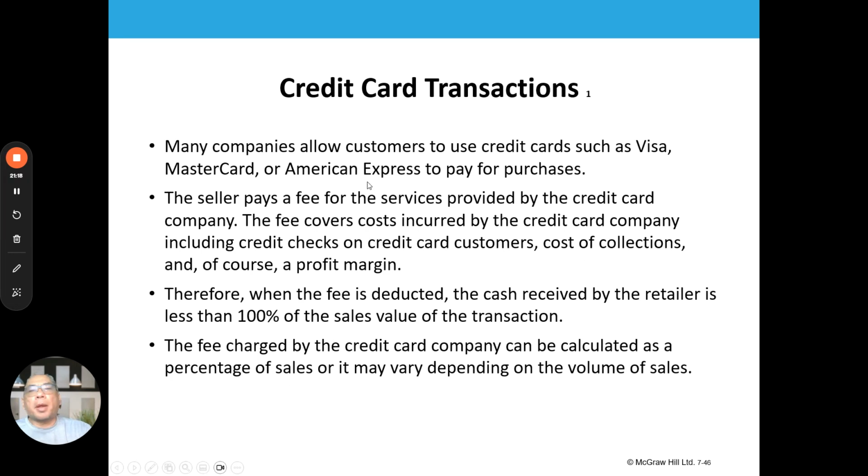Credit card transactions. Many companies allow customers to use credit cards such as Visa, MasterCard, and American Express. This is a standard way of doing things. They pay a fee for services provided by credit card companies. The fee covers the costs of the credit card company and credit card customer, cost of collection, and profit margin. Therefore, the fee is deducted. The cash received by the retailer is less than 100% of sales revenue. The fee charged by the credit card company can be calculated as a percentage of sales, and may depend on the volume of sales. So for any retail credit card transaction, there's always a charge. Many stores in the GTA, especially in Chinatown, don't accept credit cards. Why? Because they do not want to pay the fee.